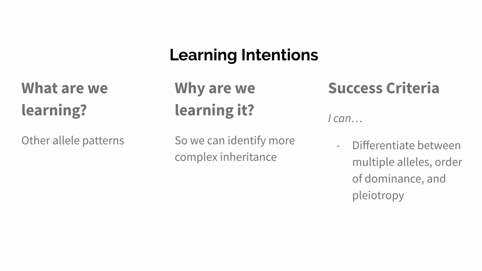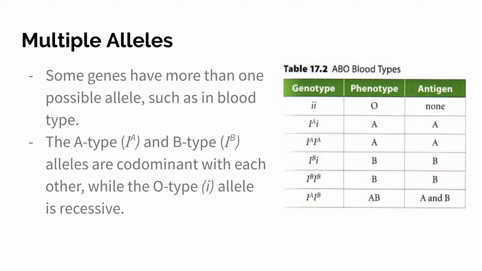Today we're continuing to talk about other patterns of inheritance, and we're going to focus on multiple alleles, orders of dominance, and pleiotropies. Multiple alleles is exactly what it sounds like. It occurs when you have a particular gene that has more than just two different types of alleles. A good example of this is ABO blood type, the type that most people are most familiar with.